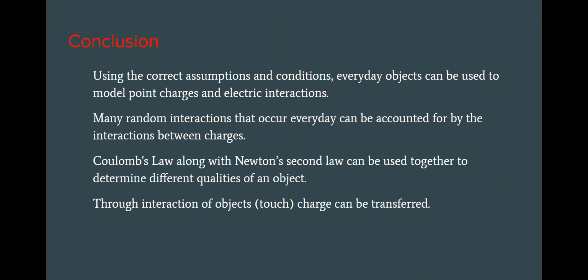Some conclusions from this experiment are that everyday objects, in this case being tape, can be used to model point charges and electric interactions. Many interactions that occur every day can be accounted for by interactions between charges. The union of Coulomb's and Newton's second law can be used to determine different qualities of an object. And finally, through the interactions of objects, in this case through touch, charge can be transferred.